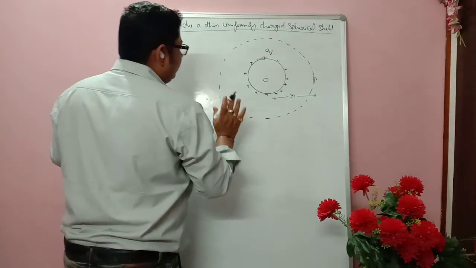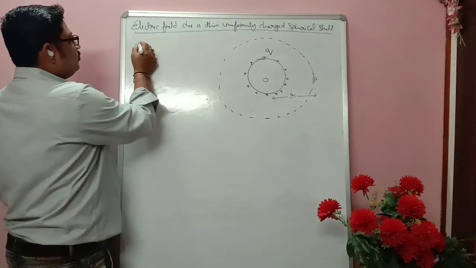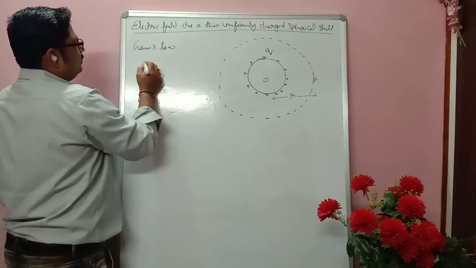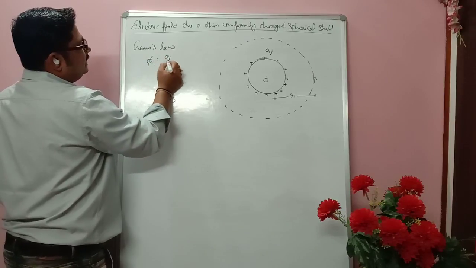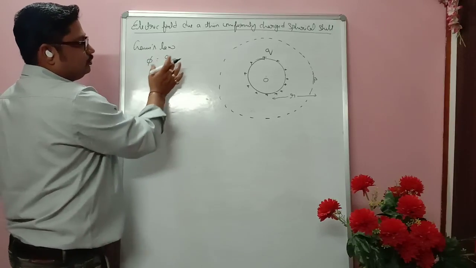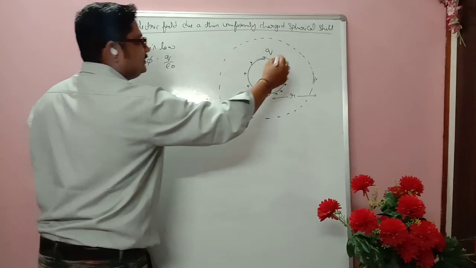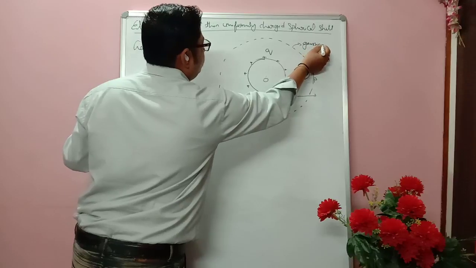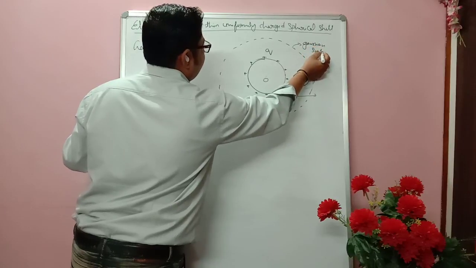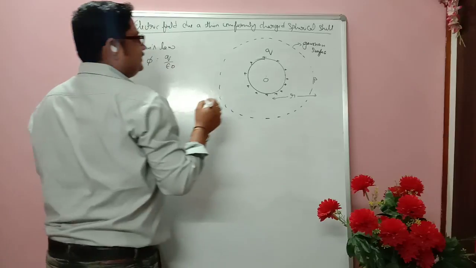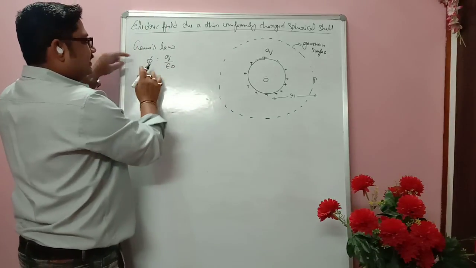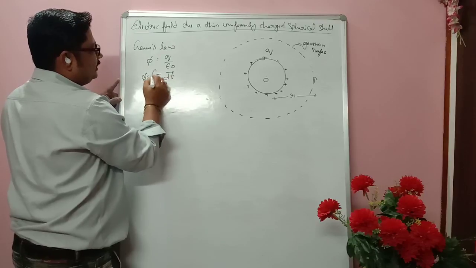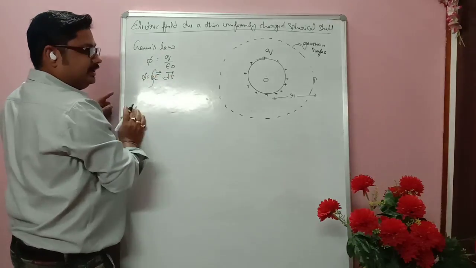Now if we apply Gauss law, as we know, Gauss law says that phi is equal to Q by epsilon naught. Now Q is the total charge enclosed by the Gaussian surface. This is the Gaussian surface. Now this is the flux phi. So phi is equal to the closed integral of E dot ds.